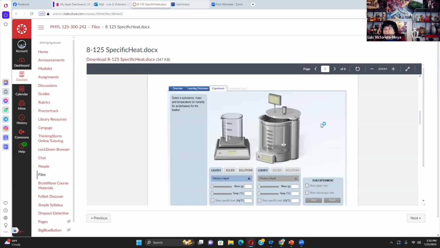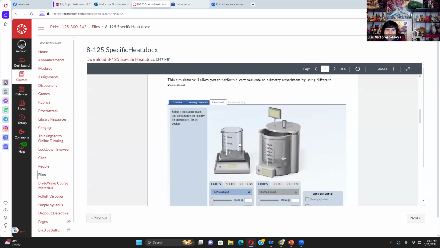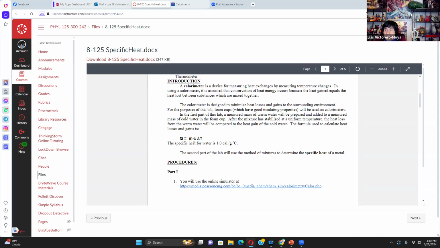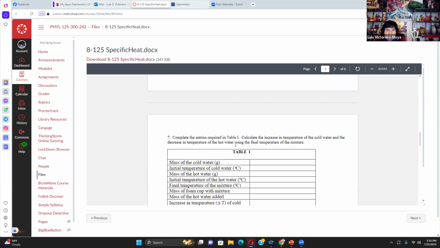If you're using water and you're mixing hot water with cold water, then eventually they will reach an equilibrium temperature. Now, it will be more interesting when you have another element here, aluminum, for example, or copper, and it's very hot, and you place it into cold water, and then you want to see the difference in temperature, right? At the end of the day, that change in temperature depends on the specific heat of the substance. And that's the idea with this lab, to investigate that.